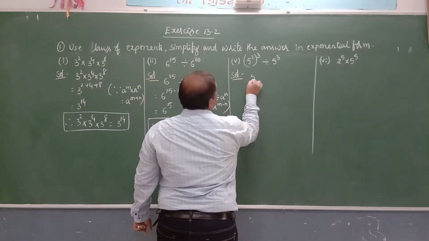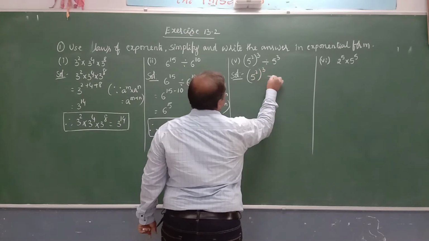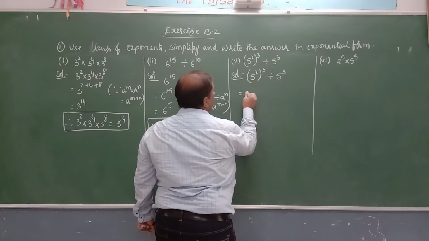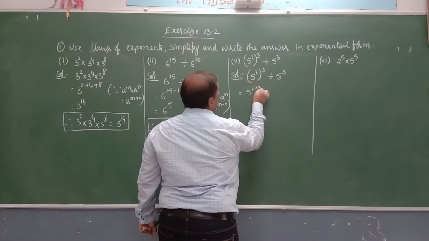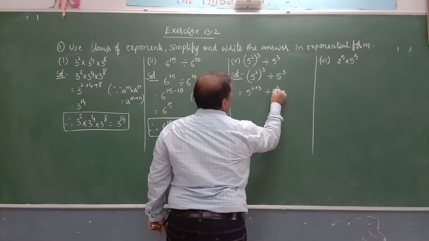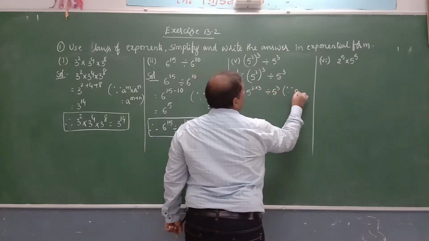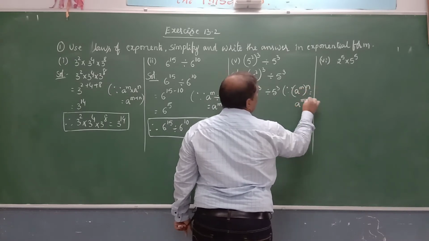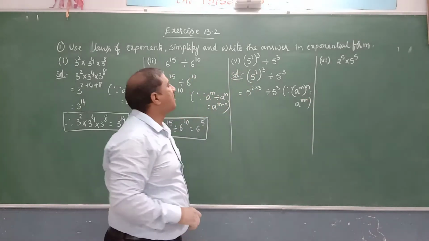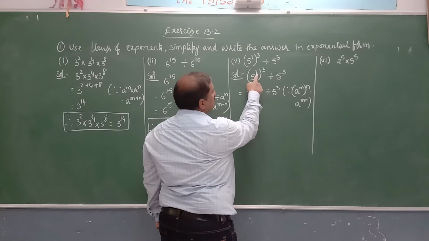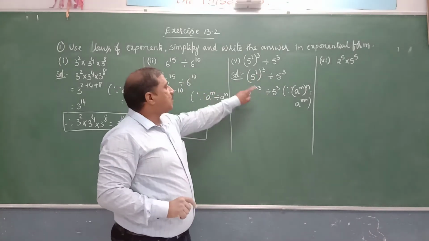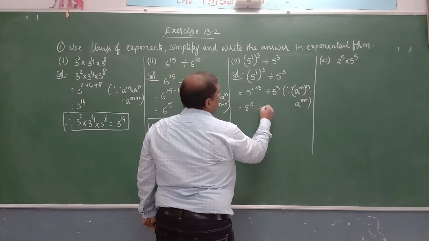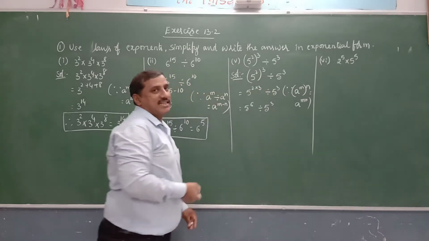Now this, 5 square whole to the power of 3 divided by 5 cube, that is equal to, first you simplify this: what we get is 5 to the power of 2 into 3 divided by 5 cube. How we got this is, since a power m whole power n is equal to a to the power of m into n, that is 2 into 3. Here m is equal to 2, n is equal to 3, that is 2 into 3, we get 6. That is equal to 5 to the power of 6 divided by 5 cube.